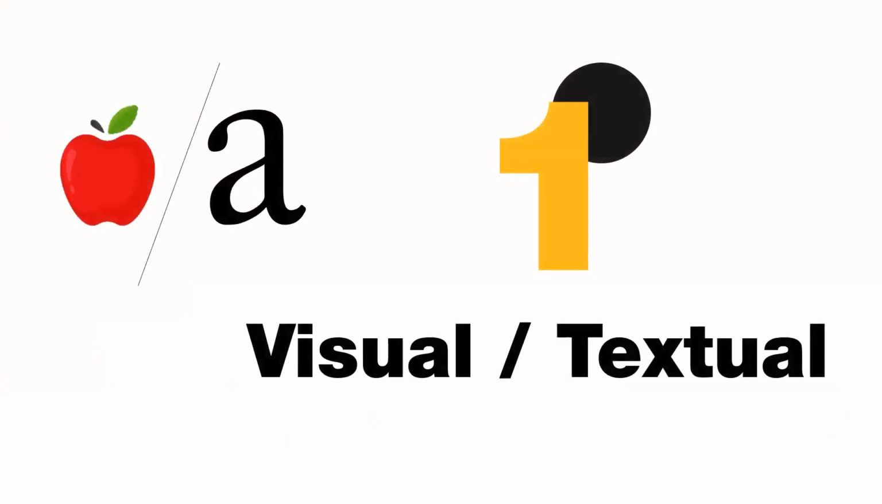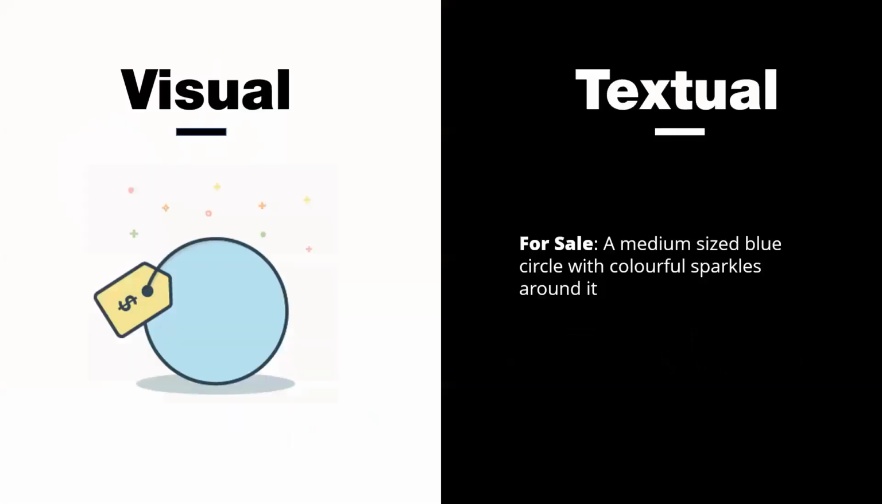So the first tip is the visual textual dilemma that most people have. If your slides are more visual, they will definitely be more appealing. As you can see, it's the same thing written here: for sale, a medium-sized blue circle with colorful sparkles around it. You have to say this, so the person has to make an effort to read this.